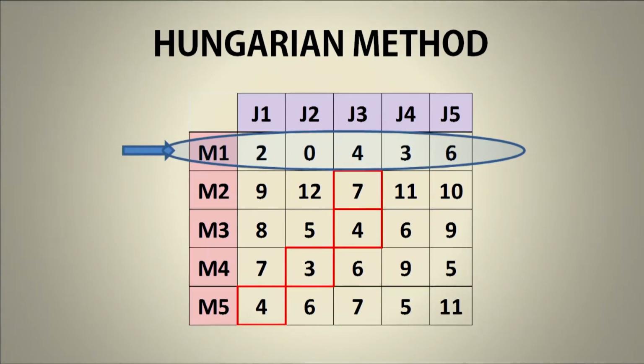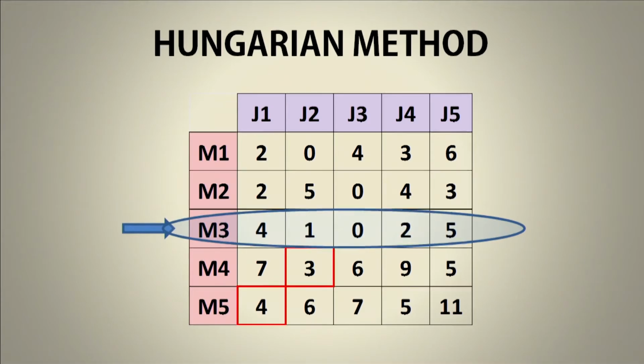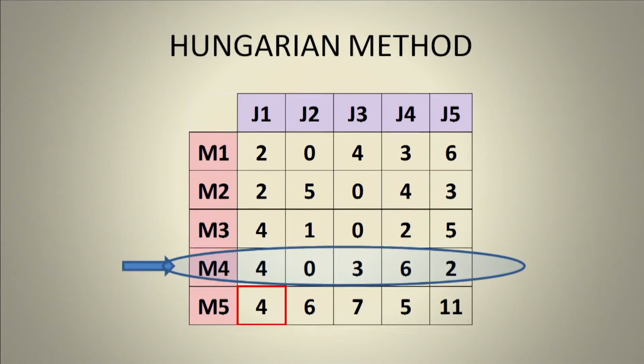Now choose the second row and subtract 7 from all the elements in that row. Choose the third row and subtract 4 from all the elements in that row. Choose the fourth row and subtract 3 from all the elements in that row. Choose the fifth row and subtract 4 from all the elements in that row.